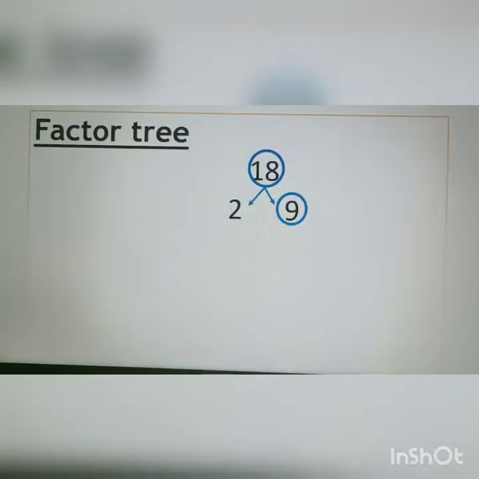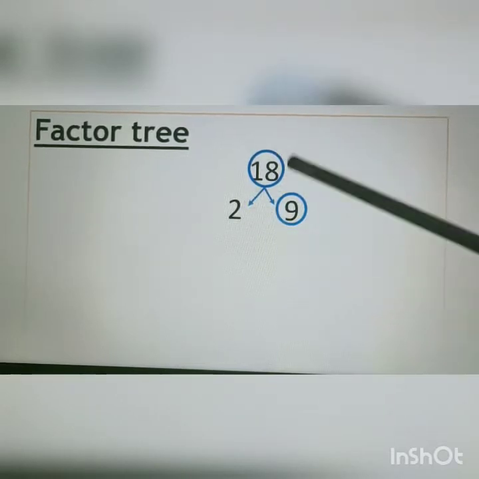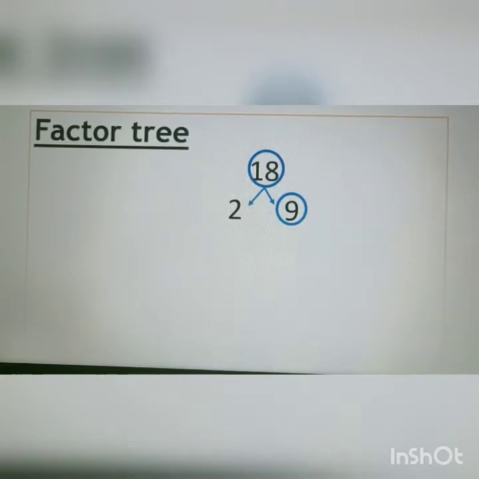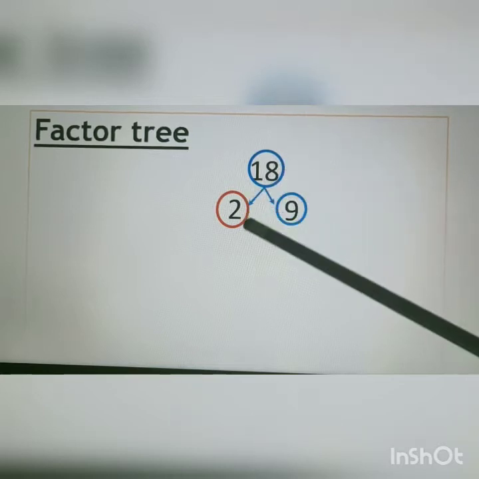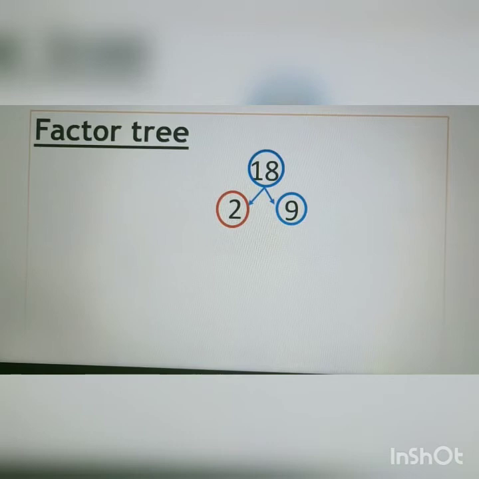Now let us discuss how to find the prime factors of a given number by the factor tree method. Factor tree. Let us find out the prime factors of 18 by the factor tree method. 18 can be written as 2 into 9. And we know 2 is a prime number, so one of the factors of 18 is 2 and it is prime. And 9 is a composite number, so it can be expressed as 3 into 3.